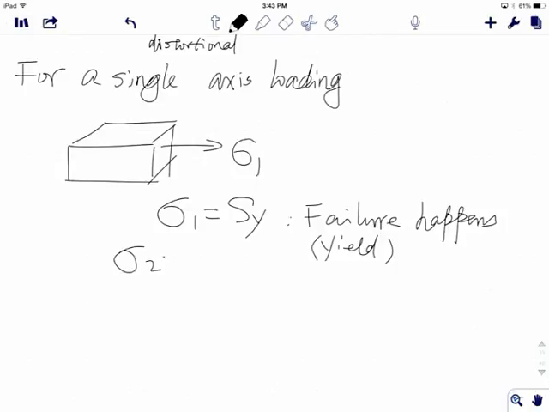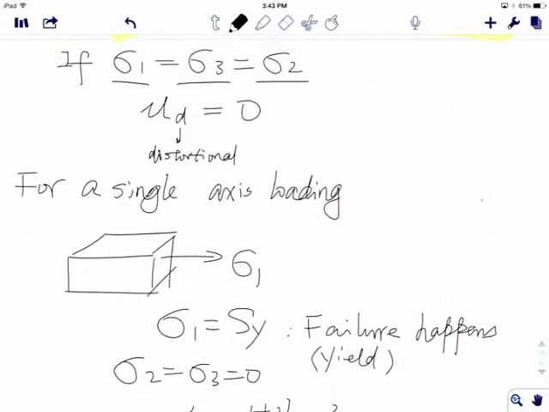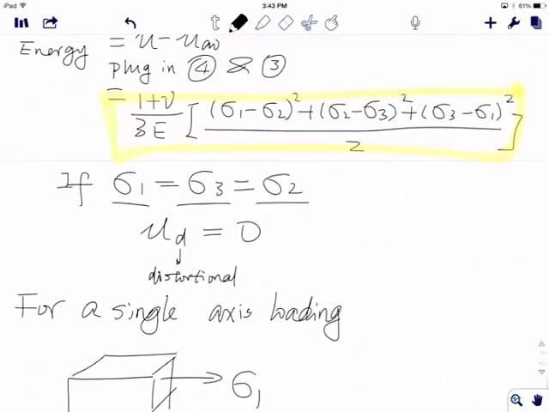Okay, all right. Now, let's plug it in to see what the strain energy is equal to. In this case, sigma 2 and 3 are all 0. So this UD distortion energy in this extreme case, we give it a different name, UD prime. That is just equal to (1 + V) divided by 3E, times SY squared, right? All you need to do is plug in sigma 1 equal to SY, and sigma 2 and 3 are 0, into this equation. Sigma 1 is SY, 2 and 3 are all zeros. Okay? All right.